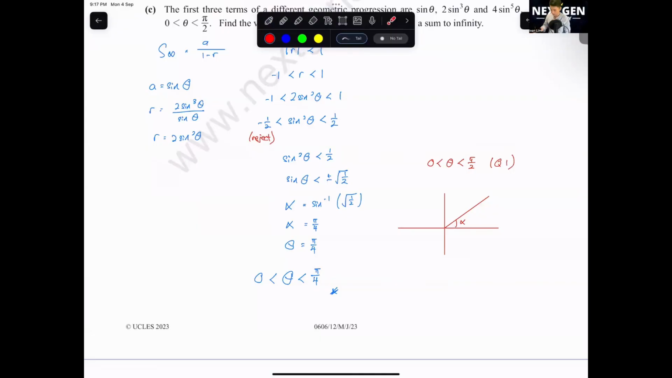Congratulations, everyone. Okay, this is the end of May-June 2023, paper 1-2, and we'll move on to the next thing.